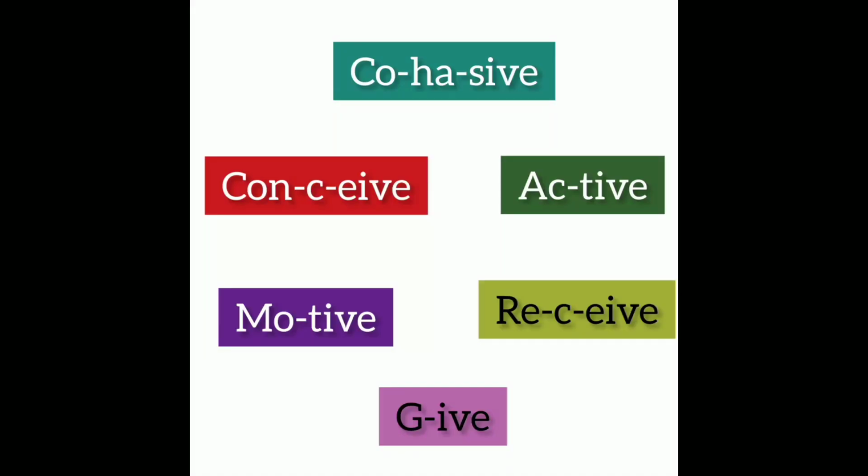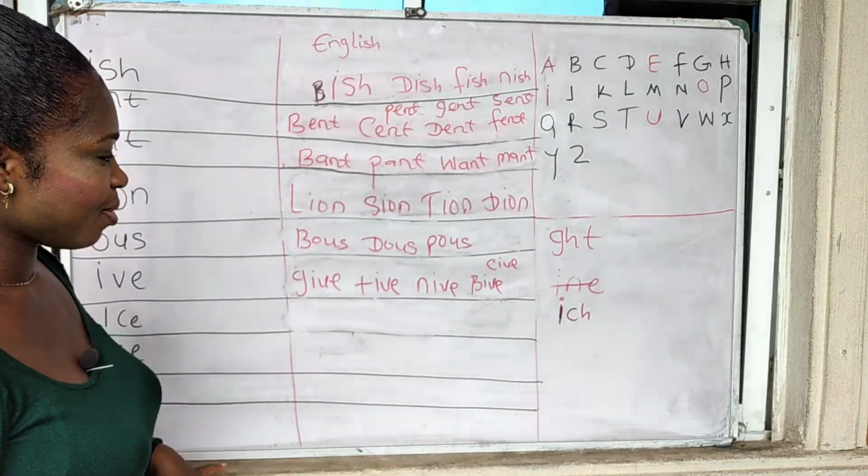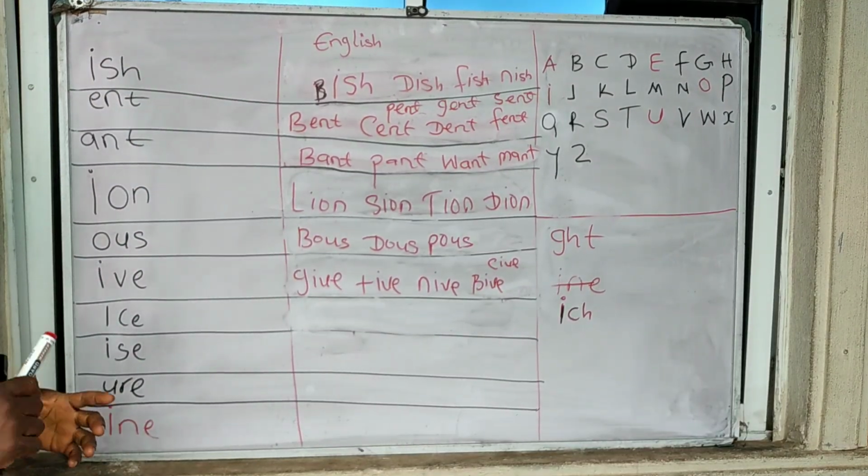And these are some of the words: cohesive, conceive, active, motive, receive, give. I hope you're actually getting something out of this. So let's progress. I have the I sound right here.